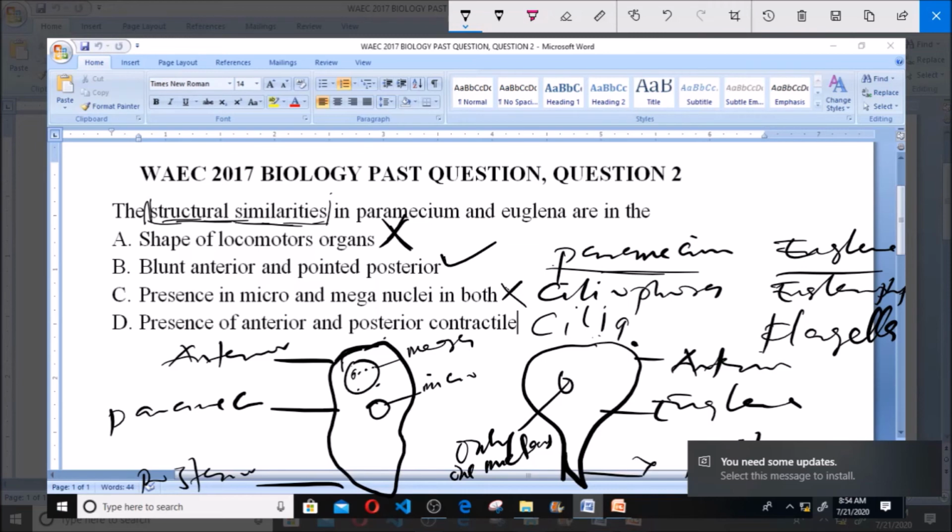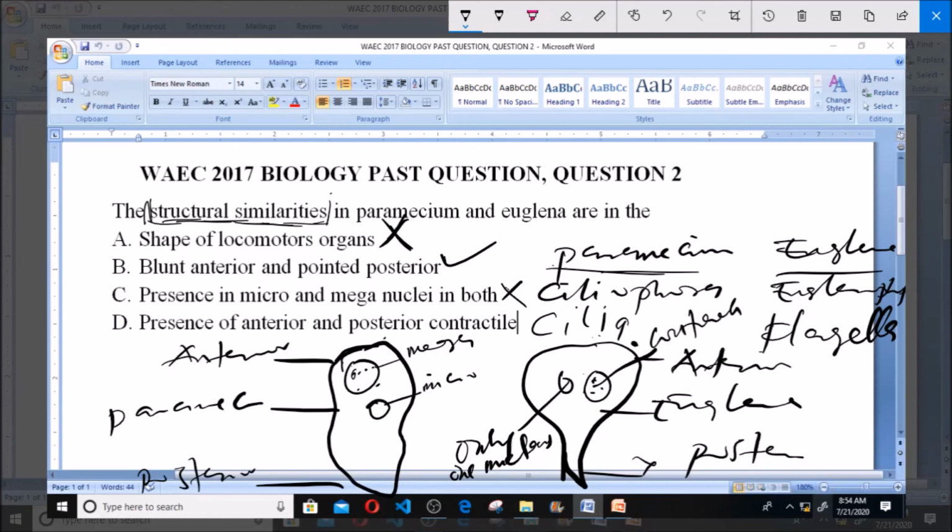Presence of anterior and posterior contractile vacuole. Now, a euglena has just one contractile vacuole, but in a paramecium we have the anterior contractile vacuole, which is located at the anterior end, and it has the posterior contractile vacuole. So presence of anterior and posterior contractile vacuole is also out. So the correct answer to this question is option B, blunt anterior and pointed posterior.